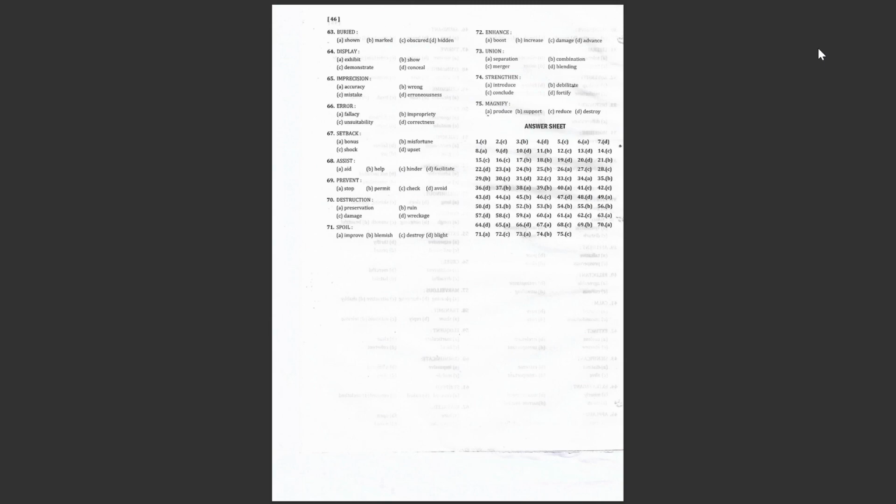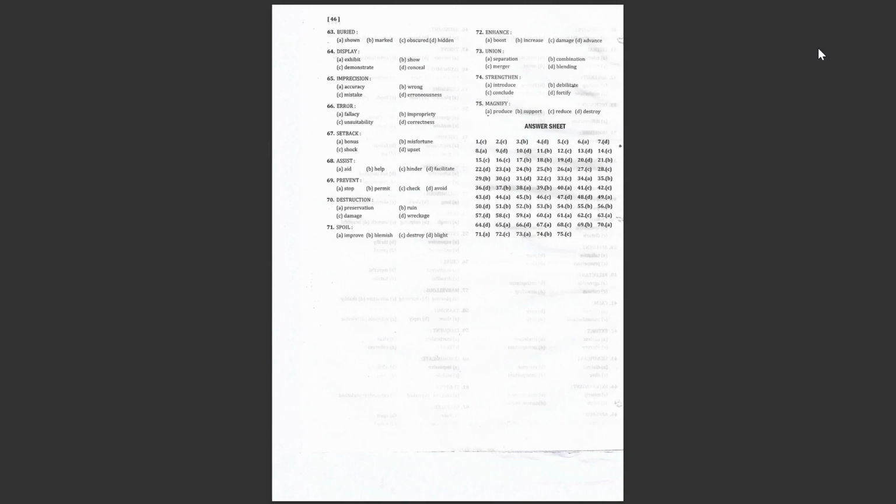Obscured, hidden, marked, no. But the correct antonym of buried would be option number A, shown. If something is buried, then it is hidden inside the surface of the earth. It is not visible. It is concealed. But shown means to be able to see. So that would be the antonym of buried.